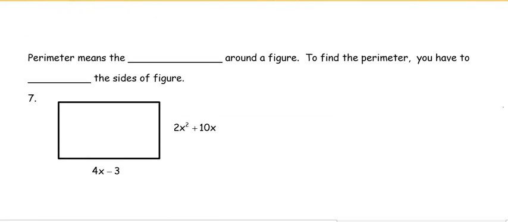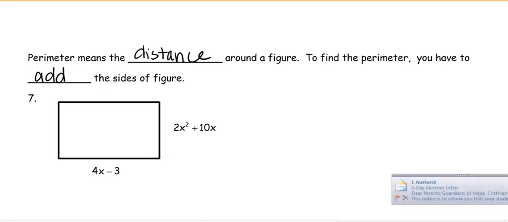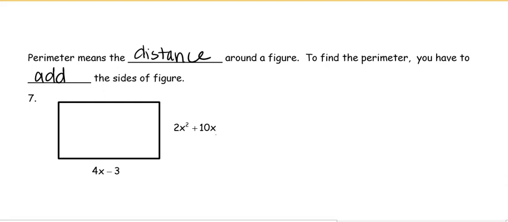We're going to do one more type of problem with this, and it's a perimeter problem. It says perimeter means the distance around a figure. To find the perimeter, you have to add the sides of the figure. So we have this side here and this side here. So we have one length, one width. So if I were to just add these together, 2x squared plus 10x plus 4x minus 3.